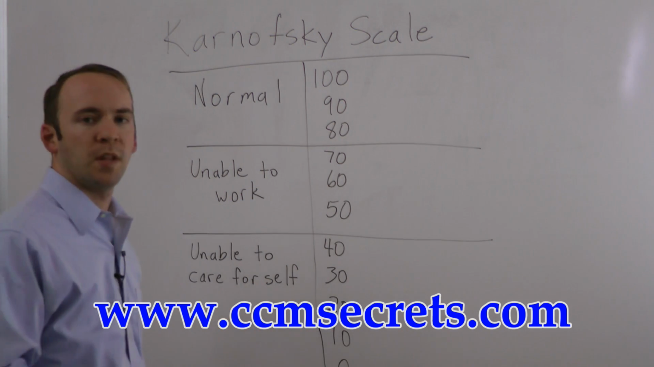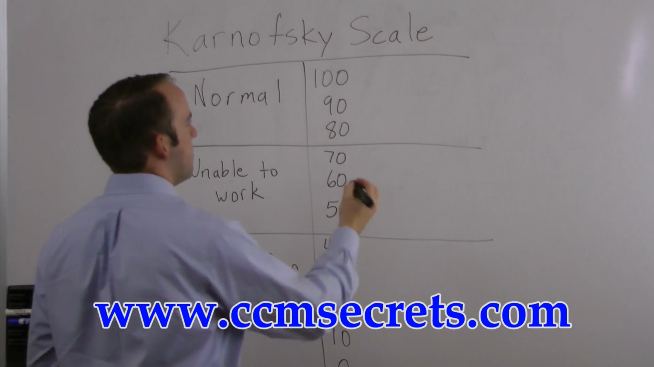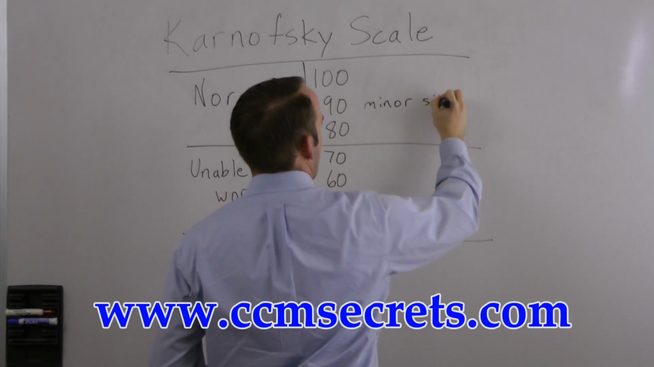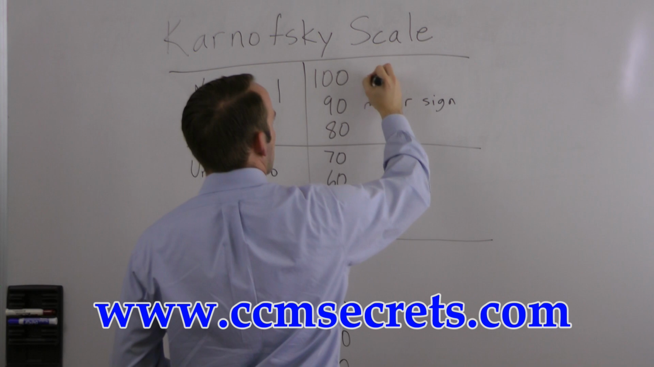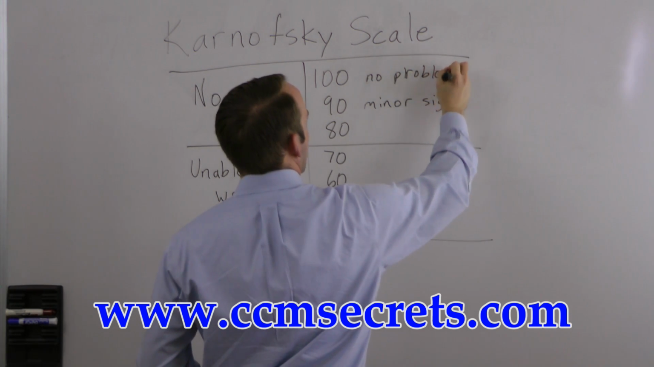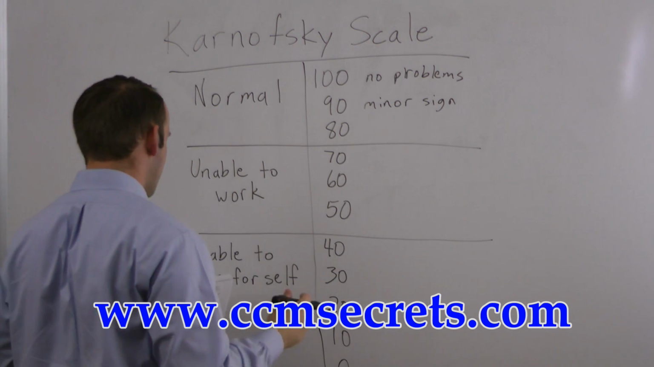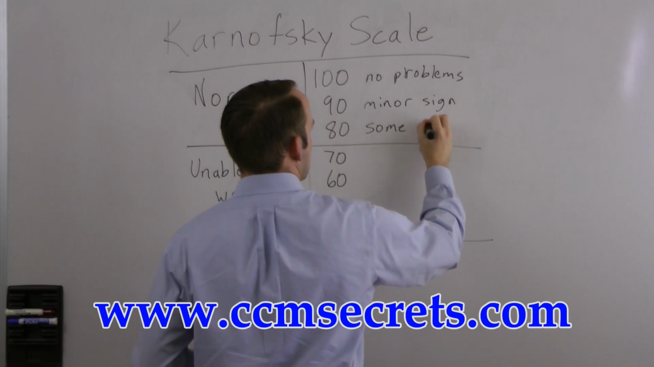And if we look at some of the specifics, 100 would be someone that's just perfectly normal, no complaints, no problems. 90 would have minor signs. So they might have a condition, a disease, but very, very minor. 100 is perfectly normal, no problems. An 80 would be normal activity with effort. So you have some signs of a symptom or a disease.